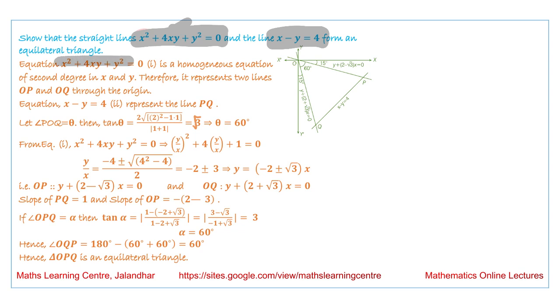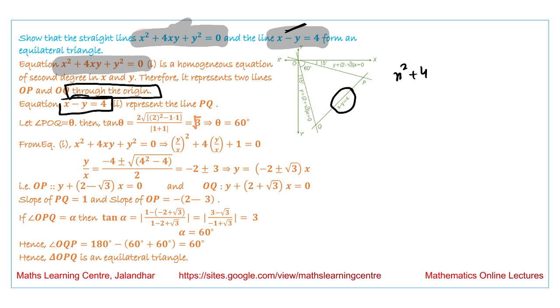So clearly this is a homogeneous equation of second degree. So it will represent two lines which are passing through the origin. And the second equation is given by x minus y is equal to 4. We are saying this is the line x minus y is equal to 4. So from the first equation we can write x square plus 4xy plus y square is equal to 0.